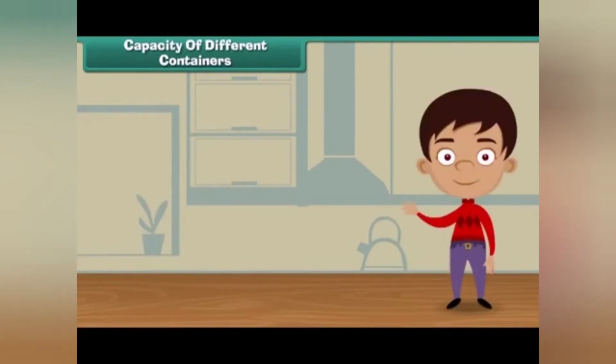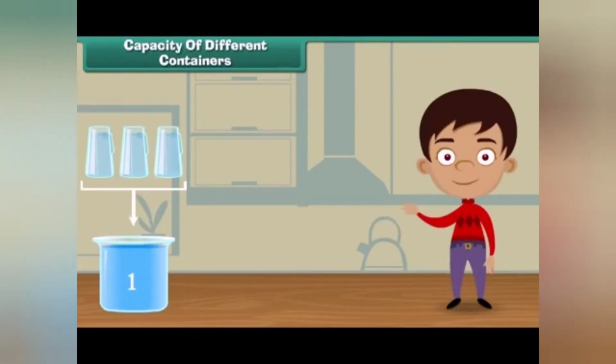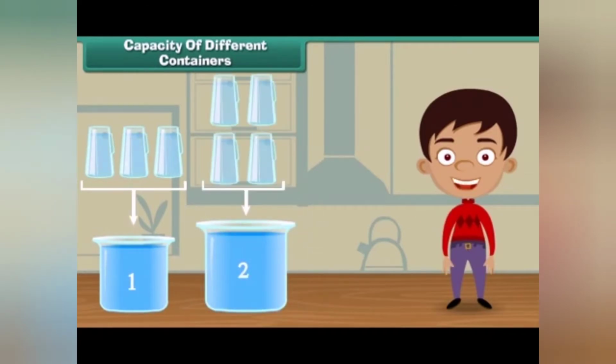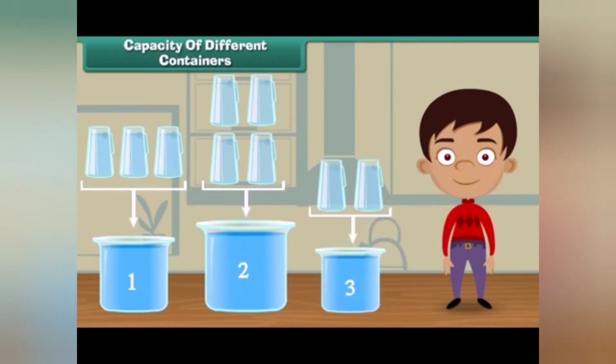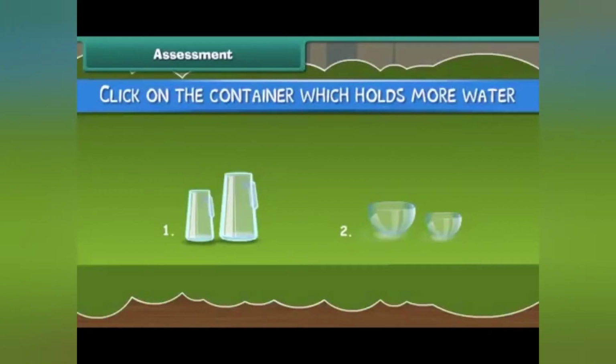Friends, we have seen that vessel 1 is filled with 3 jugs of water. Vessel 2 is filled with 4 jugs of water, and vessel 3 is filled with 2 jugs of water. It means vessel 3 holds least water, and vessel 2 holds most of the water. Now it is time to check what you have learned. Click on the container which holds more water.